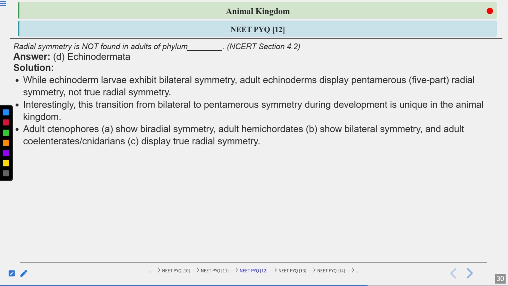Adult ctenophores show biradial symmetry and adult hemichordates show bilateral symmetry, right? And the adult coelenterates, the cnidarians, display radial symmetry. Okay.